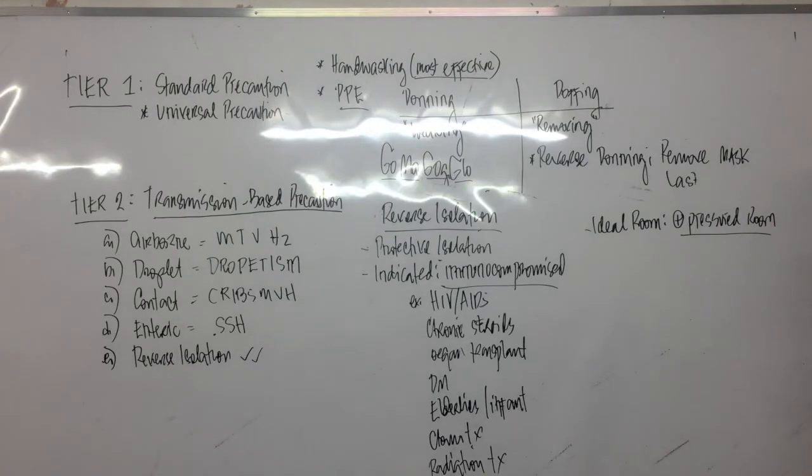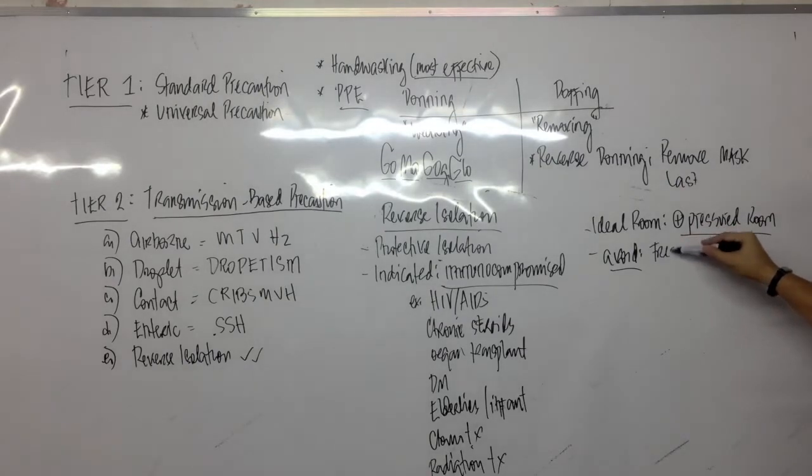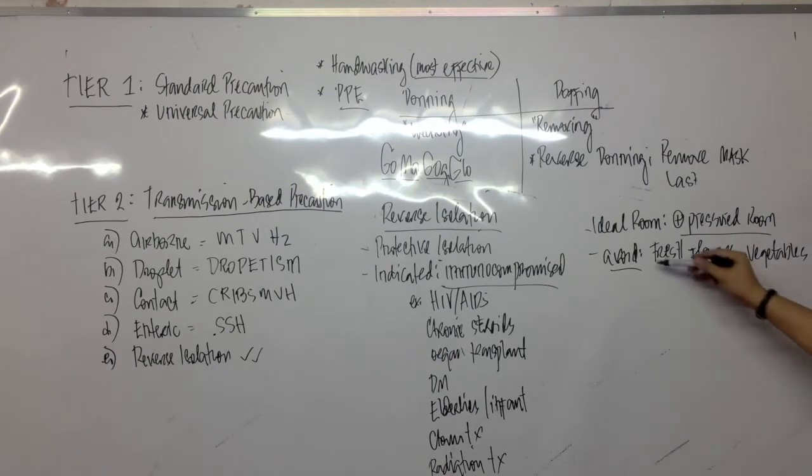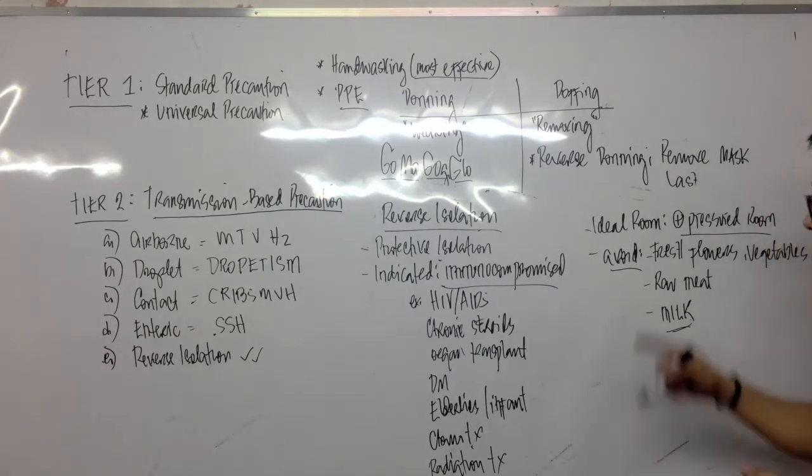And take note in reverse isolation, you need to avoid fresh flowers, even vegetables inside the room. Can you follow? Avoid eating raw meat. Can you follow? And take note, avoid giving the patient milk. Why? Milk is a good medium for bacterial growth. And part of this, of course, is that you have to limit visitors.